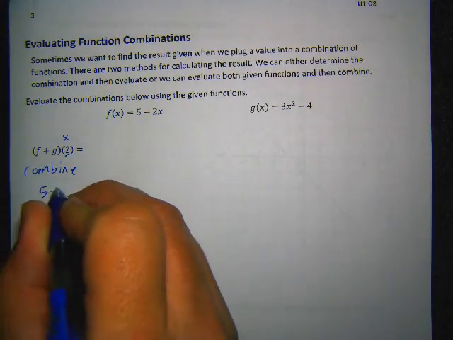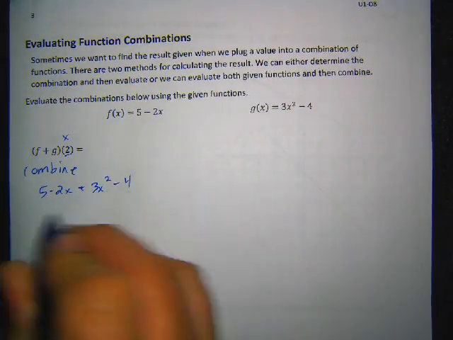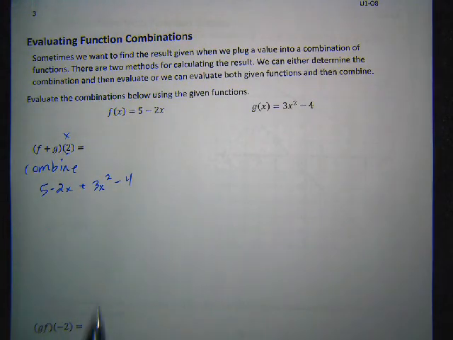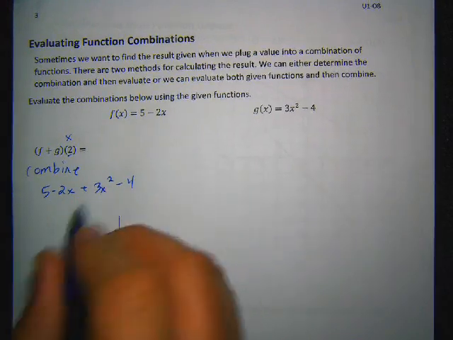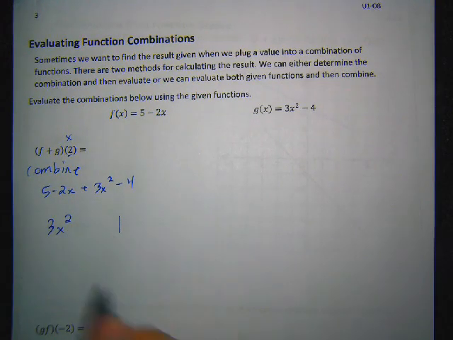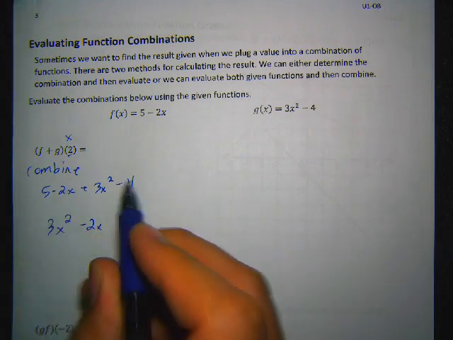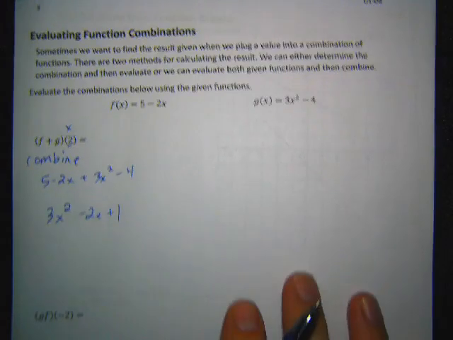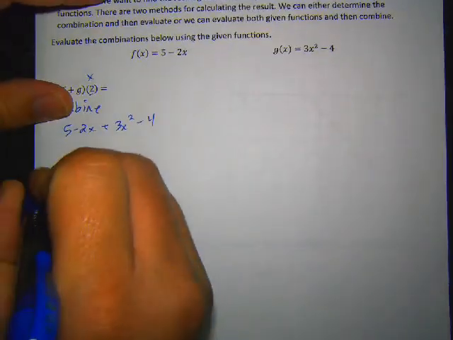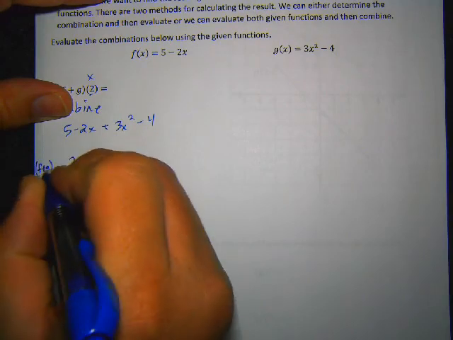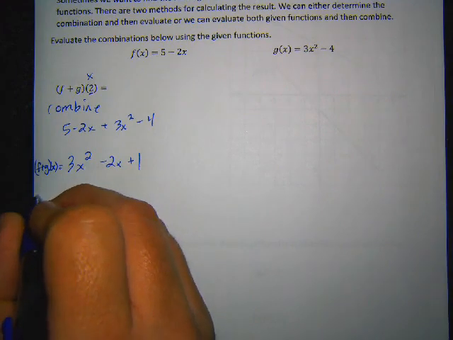I'm going to take 5 minus 2x plus this guy, which is 3x squared minus 4. I'm going to combine them. I could simplify that a little bit, right? Because I can combine the 5 and the negative 4, and you get 1, right? 5 minus 4 is 1. We'll put the 3x squared in the front, because I always like to put the highest powers in the front, and we'll put that minus 2x in the middle. And the 5 minus 4 gives me a positive 1, so that's a plus 1. Okay, so that's the first thing. That is finding combined functions. So this is f plus g of x, right? That's the combined function.